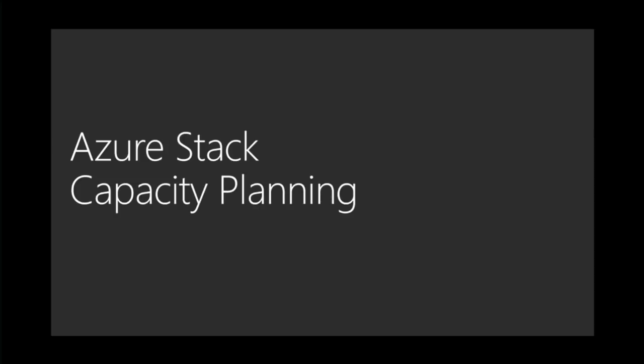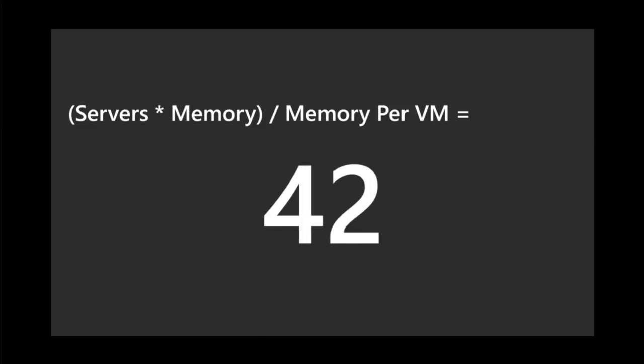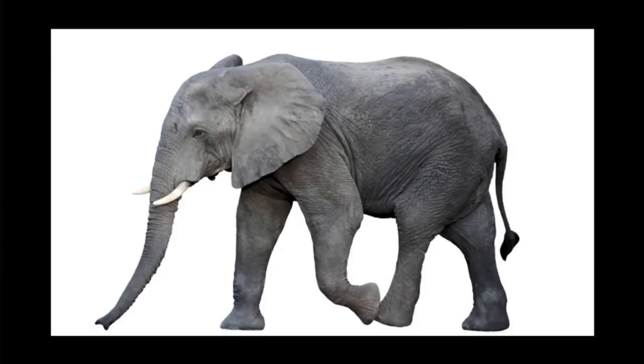So, capacity planning. This is my normal joke: the way you do your capacity planning is I take servers, amount of memory, divide by the VMs, and it's like the answer is, no, but what would the answer be? It would be 42. You get the reference.